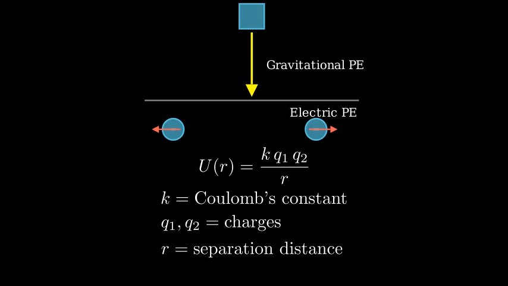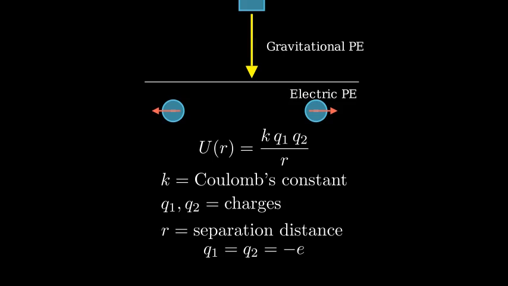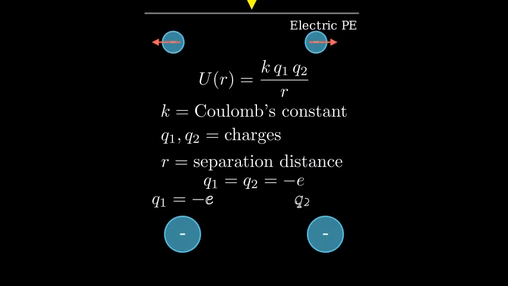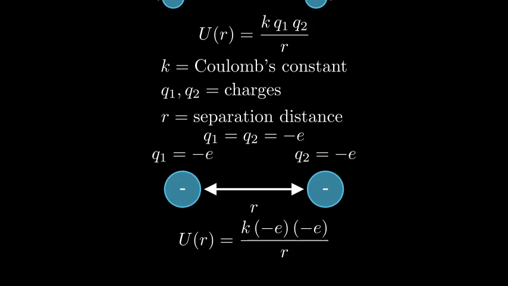For the specific case of two electrons, we need to use their charges. Each electron has a charge of negative e, where e is the elementary charge. So for two electrons, q1 equals negative e, and q2 equals negative e. Substituting these into our formula, we get U(R) = k·(−e)(−e) / R.